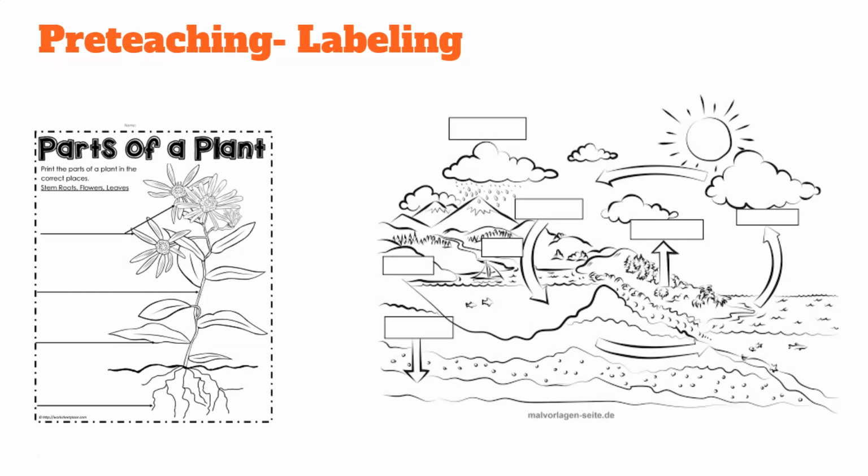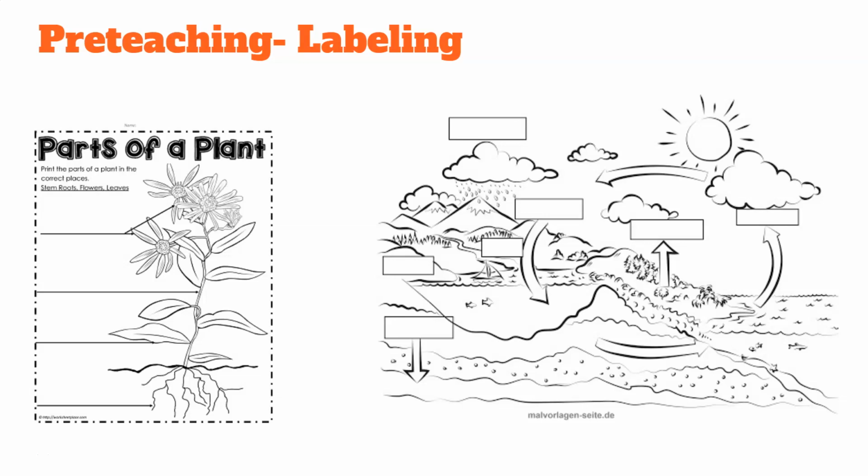So one strategy that I use for pre-teaching is labeling. And here's a worksheet to label plants, and then there's a worksheet to label parts of the water cycle. As I said on the slide before, pre-teaching usually involves vocabulary, and these labeling activities do just that. They easily provide vocabulary support for students. Let's look at the plant worksheet a little closer.